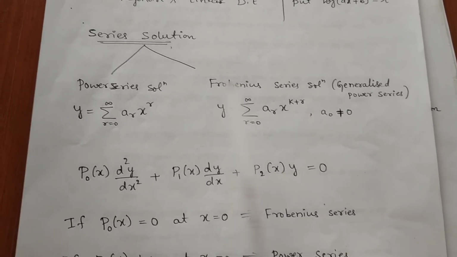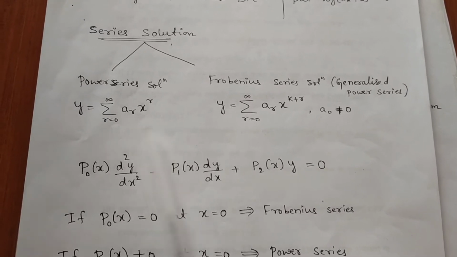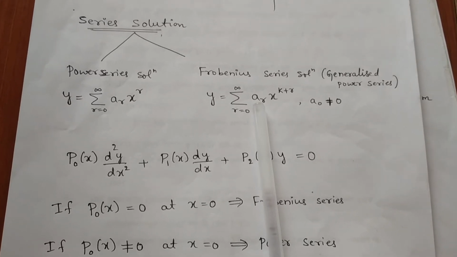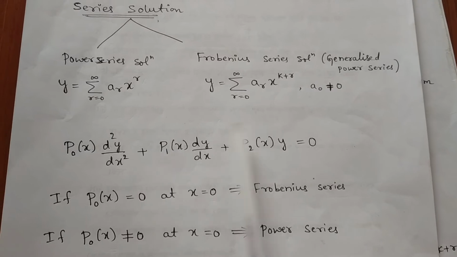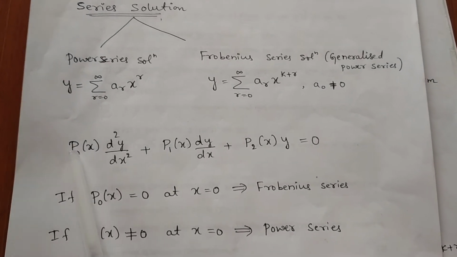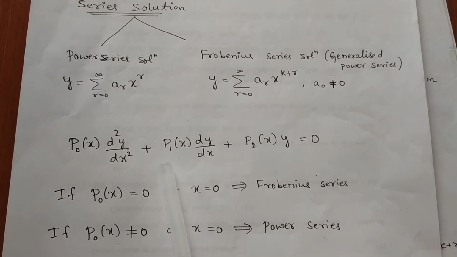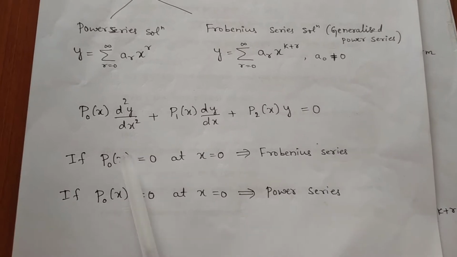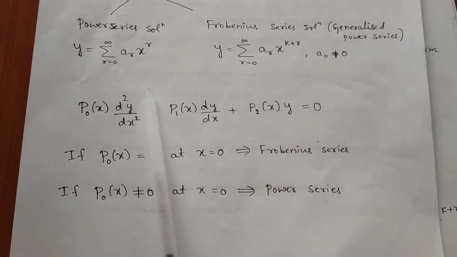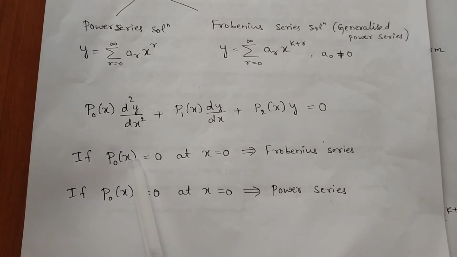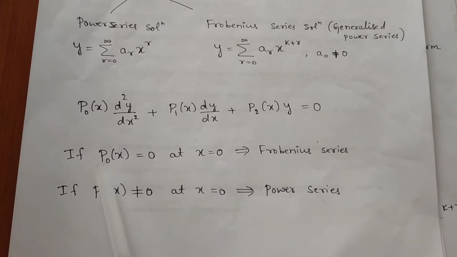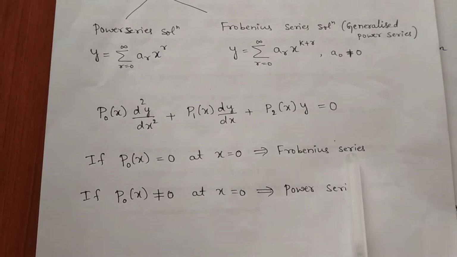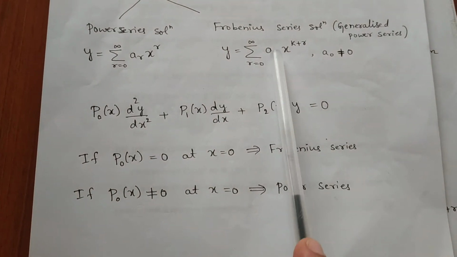So these two series we use to solve the special function differential equations. Now suppose you have a differential equation of the general form p0 of x d square y by dx square plus p1 of x dy by dx plus p2 of x y equal to 0. If p0 of x equals 0, meaning this value becomes 0 when you put x equal to 0, then to solve such a differential equation, we apply the Frobenius series. It means we need to use this series as a solution.